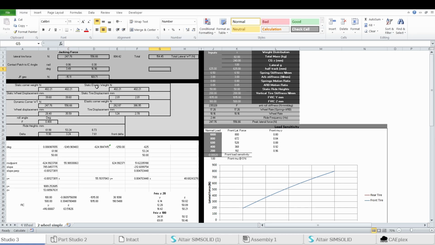So how do we use all this? I just found my static corner weights, and then static elastic weights, which are the same as the static corner weight. Then the static wheel displacement, which is just how much the springs are compressing under the static corner weight. Then, using the calculations from up here, I find the dynamic corner weight, which is just taking the static corner weight and subtracting or adding the total weight transfer. So subtract it from the inside and add the weight transfer to the outside.